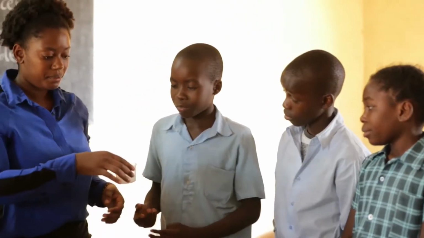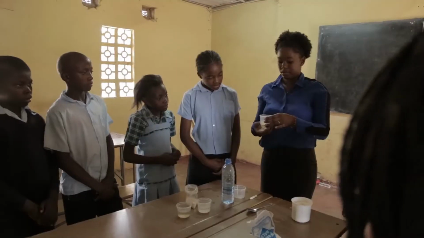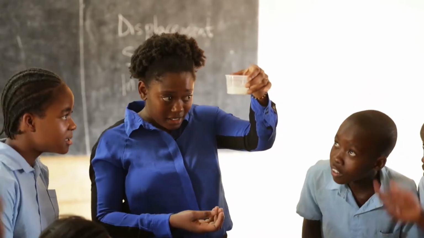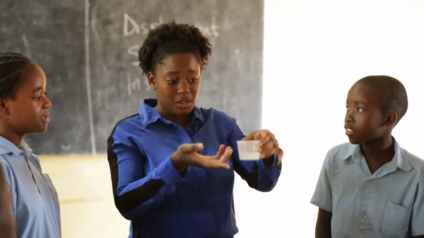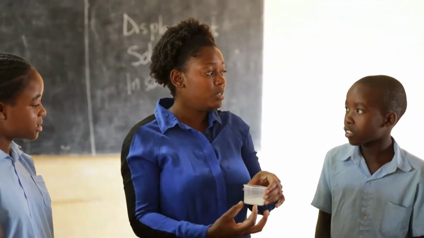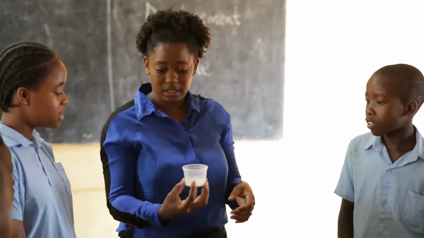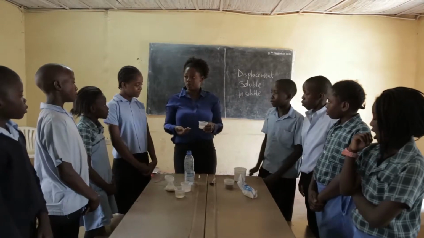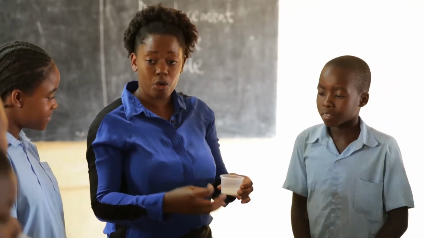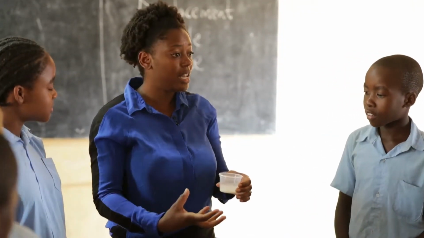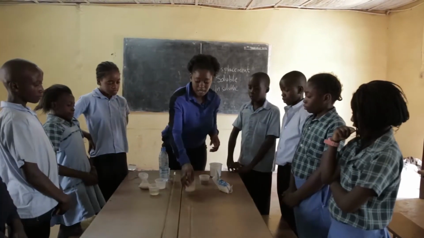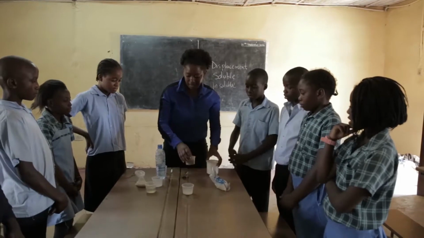So what has happened? The mealie meal is still there. Where is it? Right at the bottom, and then the water is on top. So the mealie meal did not dissolve in this water, did it? What do we call that? Insoluble. So when something does not dissolve or mix with the water or with the liquid, it's insoluble. Okay. So let's try it with the sand.